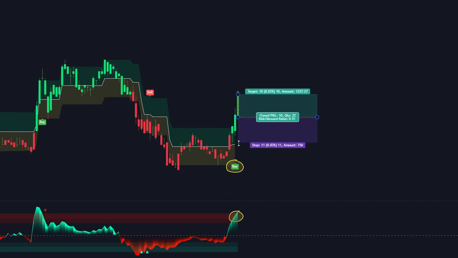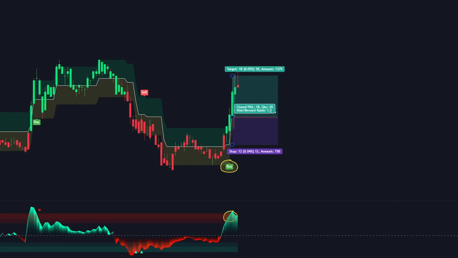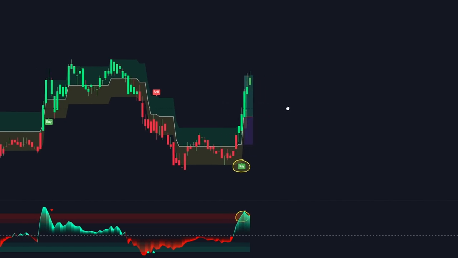Our stop loss should align with the Power Trend's trend line, and our risk to reward ratio will be set at 1 to 1.5. Once the market reaches the target, the trade is considered successful. The strategy offers a comprehensive understanding of this execution.